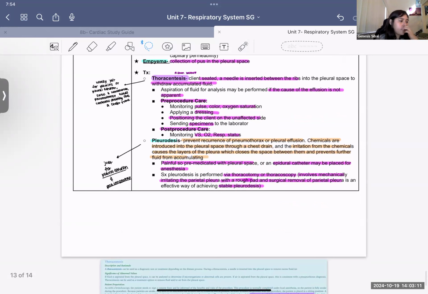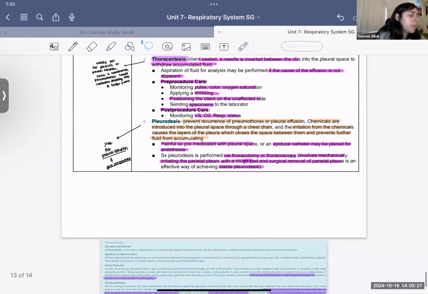And then empyema, which I think I spelled wrong, is just a collection. I just said emphysema. Empyema, is that right? Let me check for that. I think that's right. But it's a collection of pus basically in the pleural space, and yeah, that should be right.